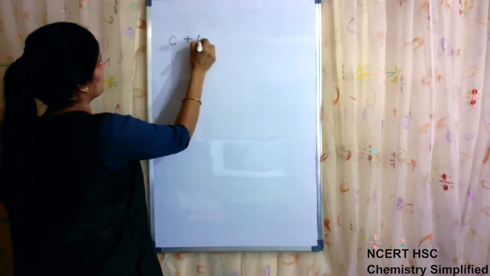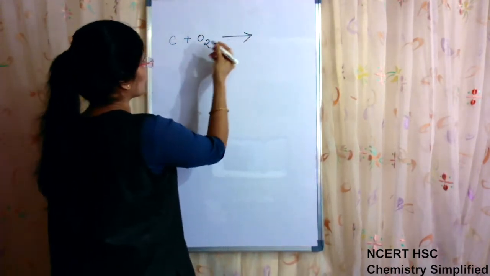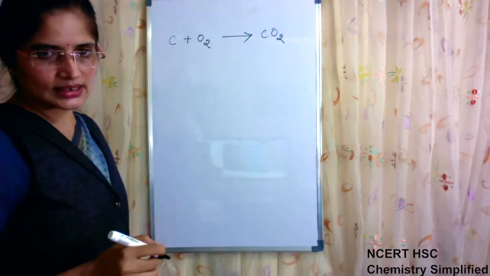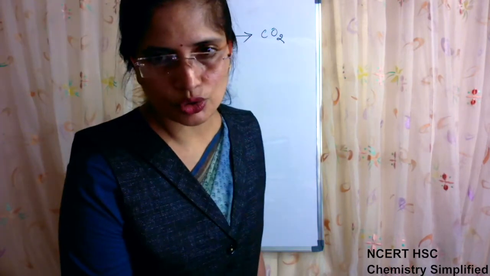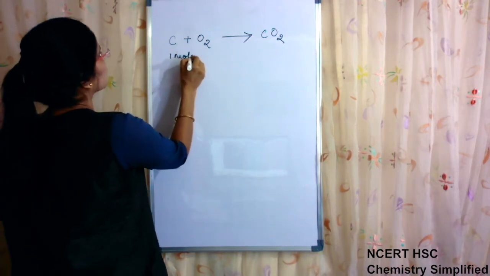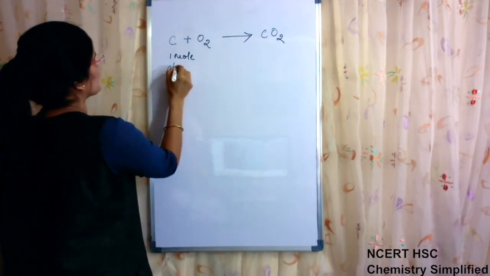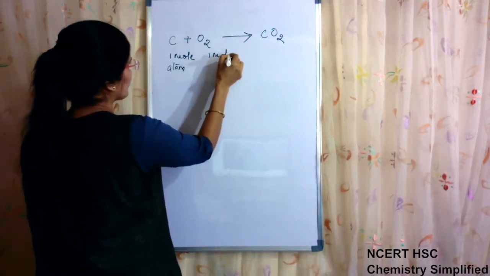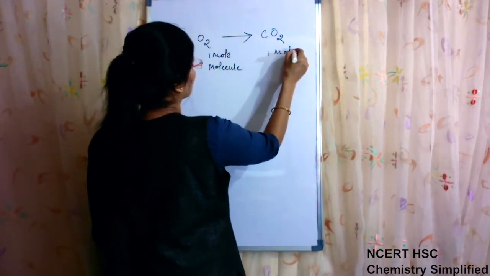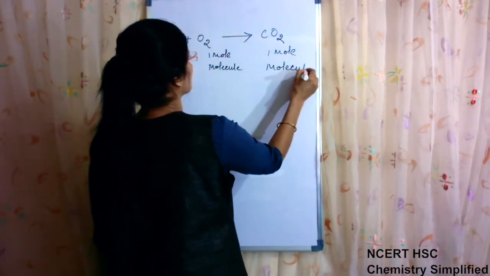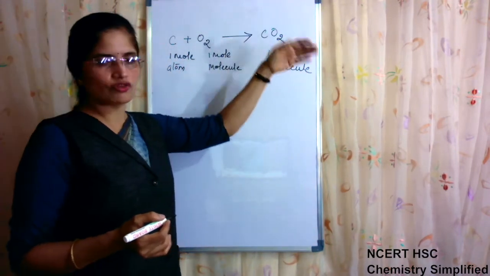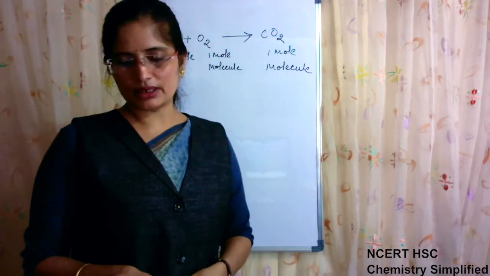When carbon is burnt, that means C when reacts with O2 gives CO2. Okay. Is the reaction balanced? Yes, it is already balanced. So we'll start with it. 1 mole atom it is of carbon. This is 1 mole molecule of oxygen, and this is 1 mole molecule of CO2. So when 1 mole carbon reacts with 1 mole oxygen, it gives 1 mole of CO2. This is according to the balanced chemical equation.